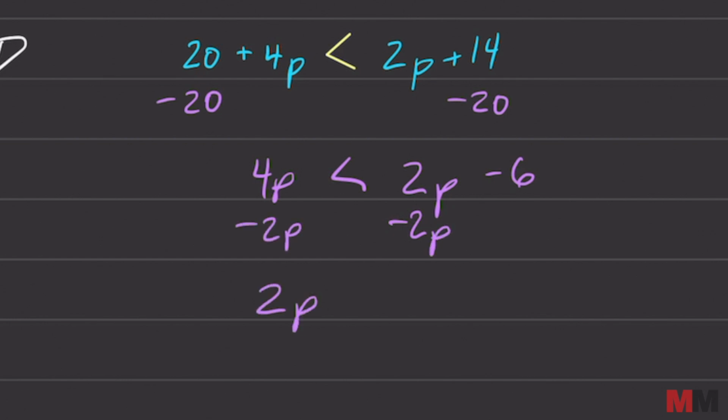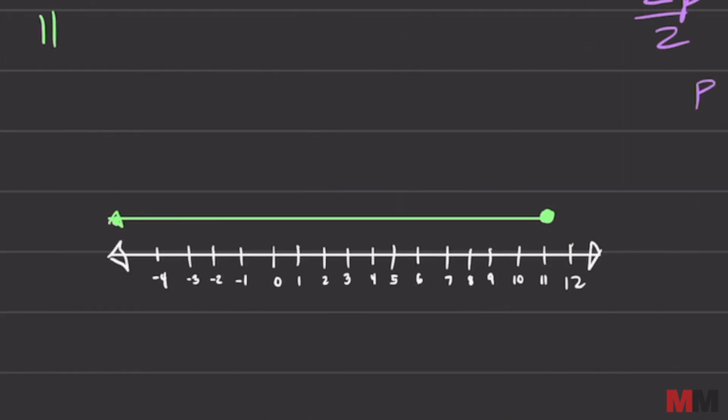Now I got 2P is less than negative 6, divided by 2. I don't have to flip the sign, I didn't divide by a negative. So that says P is less than negative 3. So I'm going to go to negative 3 with an open circle, and it's everything to the left.